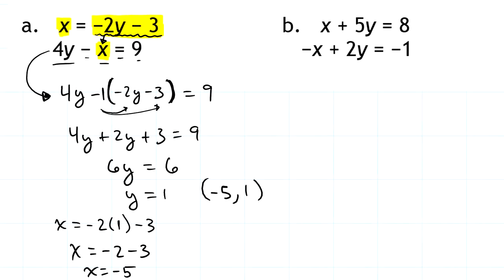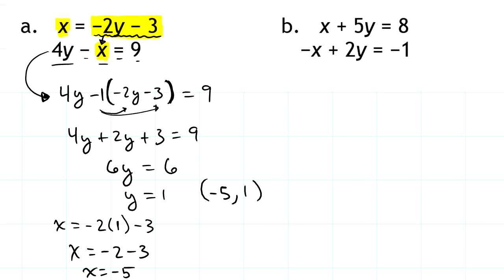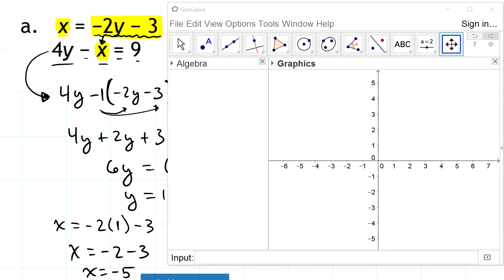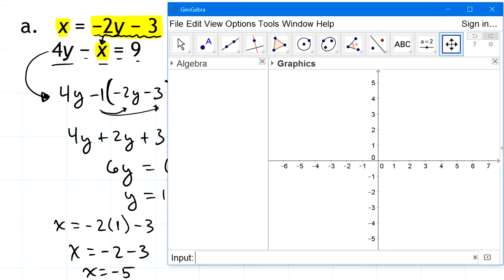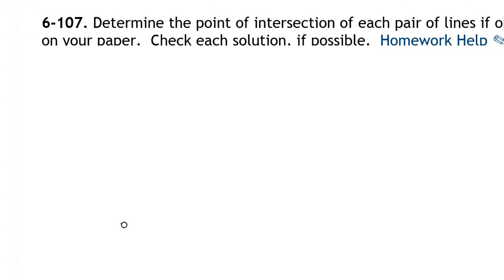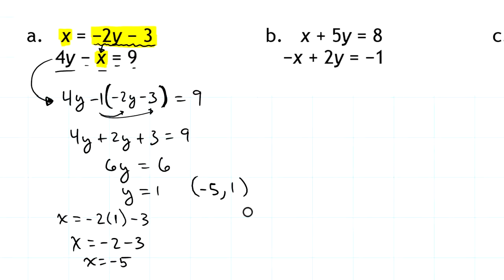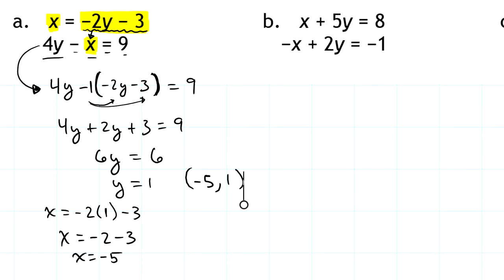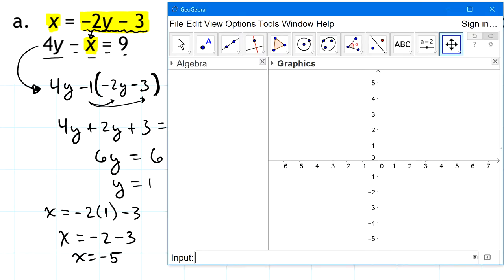And it says check this answer if you can. And of course, you can plug this value back in and verify that the left and right hand side are the same. I think I'm going to check it by graphing, though. So I'm going to choose to check this using my favorite piece of free software, GeoGebra. Oh, I lost my equations. Where'd they go? There they are. I'm going to type each of these equations into GeoGebra and see what I get.